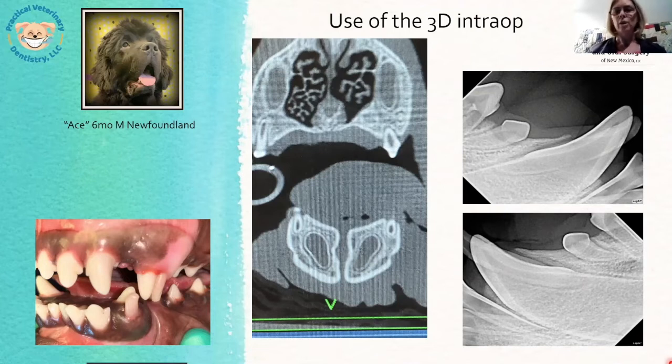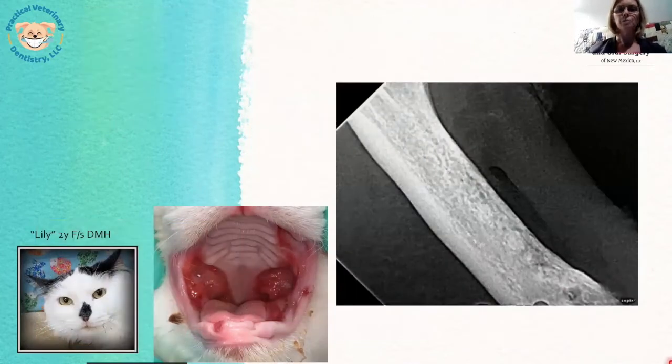That was very useful to have that cone beam CT, and then explaining to the owner why it took so long to extract those teeth and how difficult it was and how thin and fragile they were. It's much easier to show with the images from the cone beam CT than it is just from the dental radiographs. Here's another situation where I found it really useful.